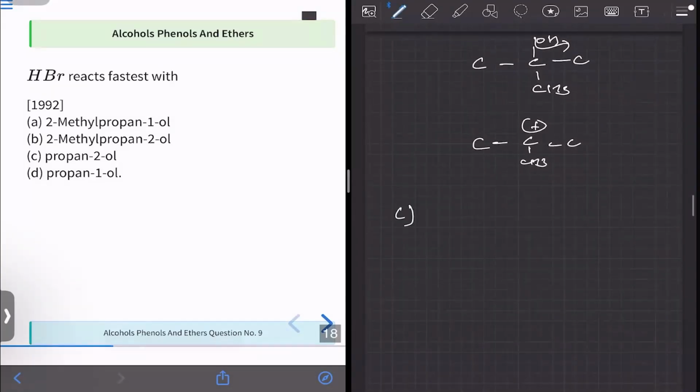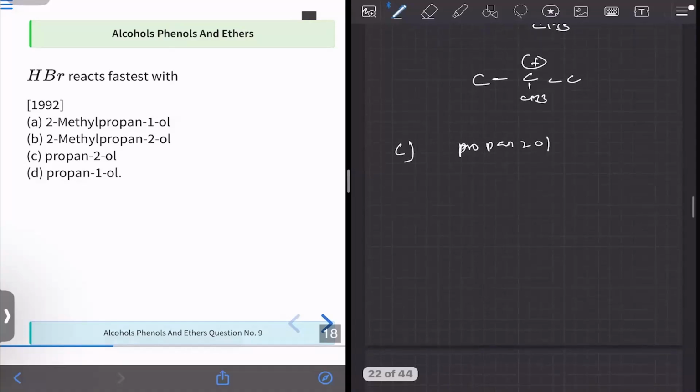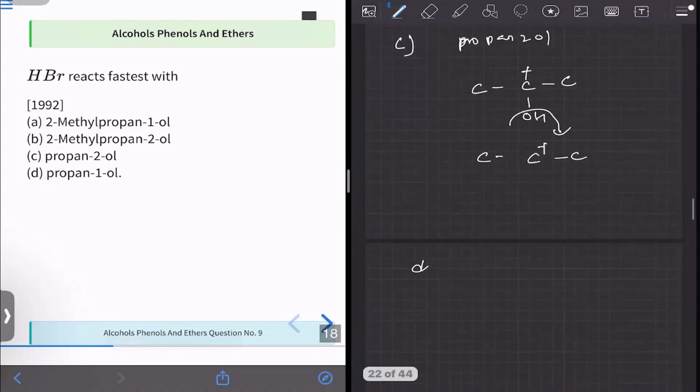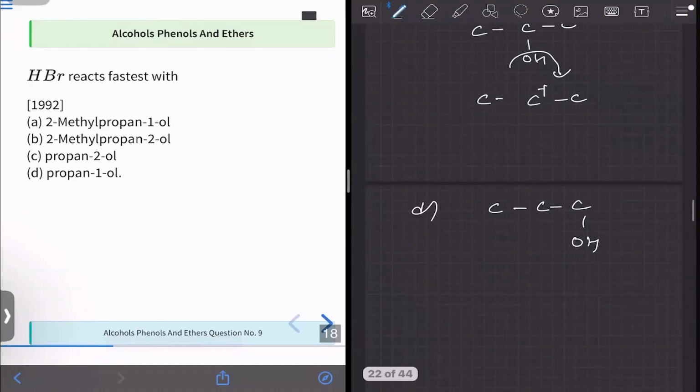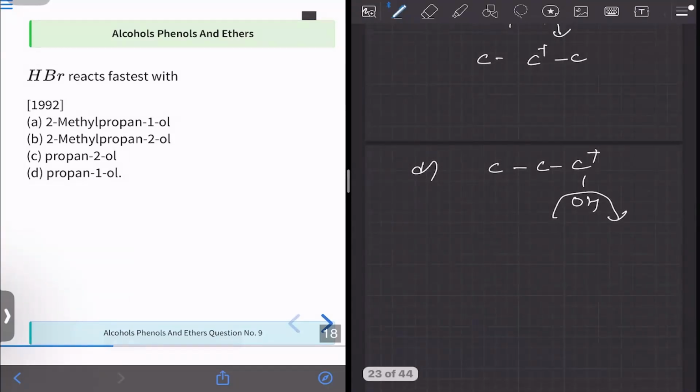And option C, propan-2-ol. It contains C, C, C. At the second position, it contains a hydroxyl group. So after removal of OH, it produces a secondary carbocation. And the fourth option is propan-1-ol. At the first position, it contains a hydroxyl group. Whenever it is removed, it produces a primary carbocation. After rearrangement, it produces a secondary carbocation.